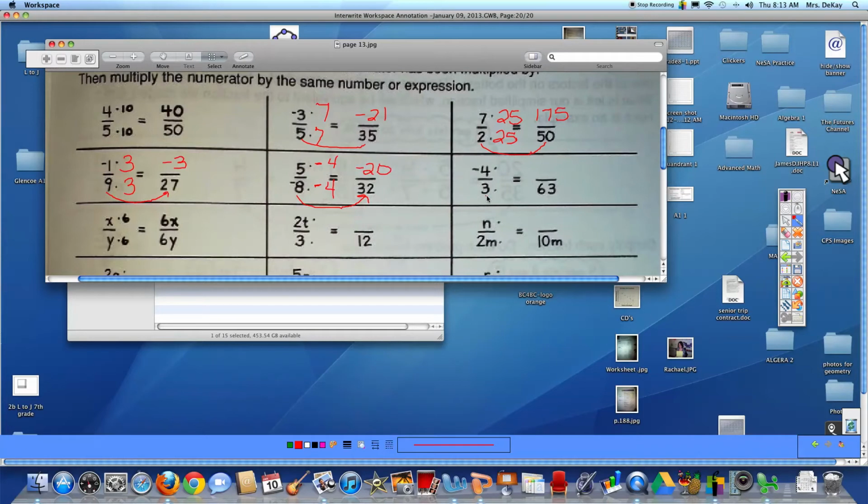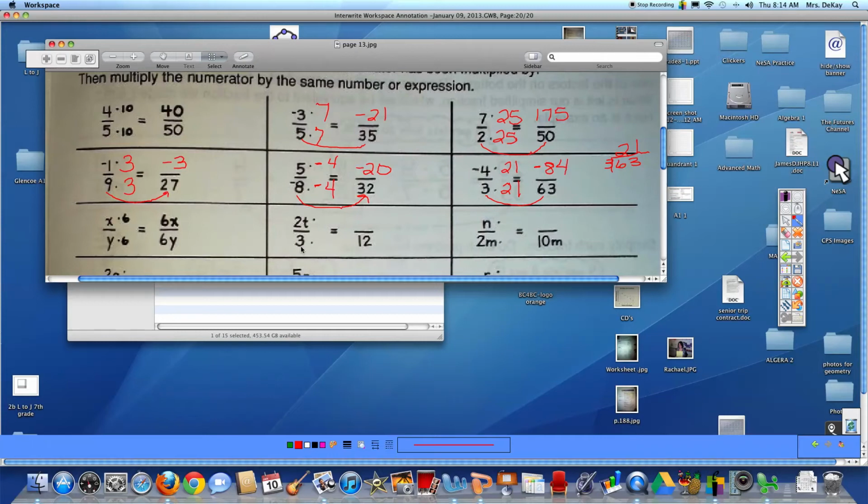Okay. How about here? 21. How do you know? I kind of divide. So she took 63 and divided it by 3, so she would know what it was. It is 21. So times 21 times 21. So what are you going to get when you do that multiplication? Negative 84.